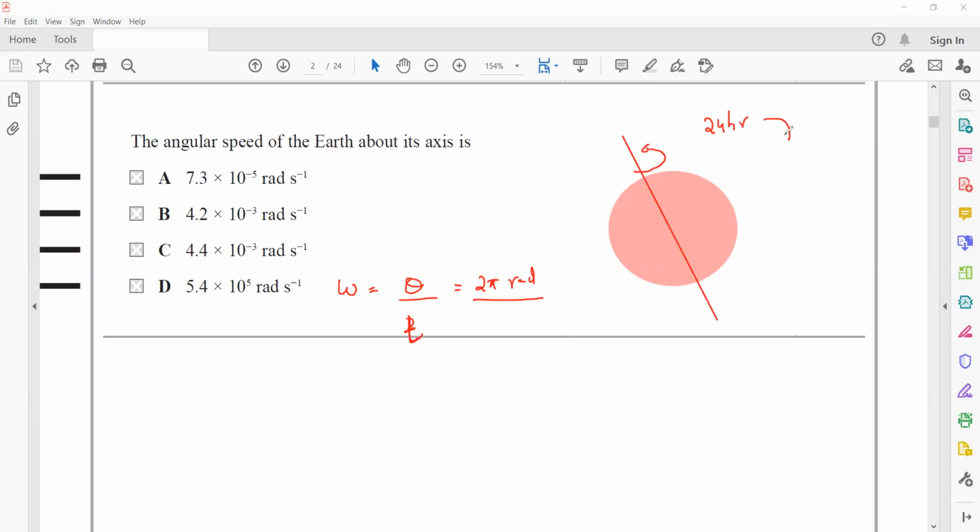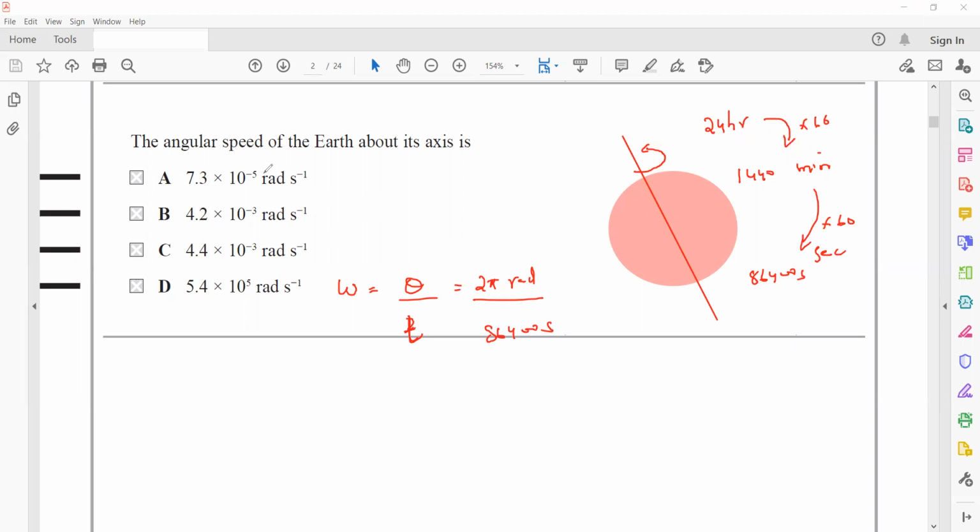So we have to convert these hours first into minutes, multiply by 60, which is 1440 minutes. And these minutes we have to convert into seconds, so multiplied by 60 again, which is equal to 86,400 seconds in 24 hours. So this is 2 pi divided by 86,400 seconds.